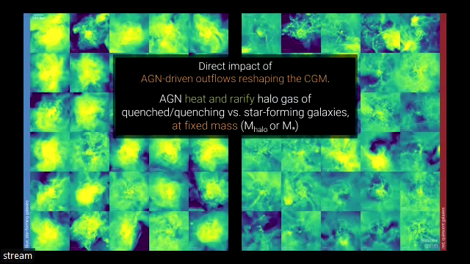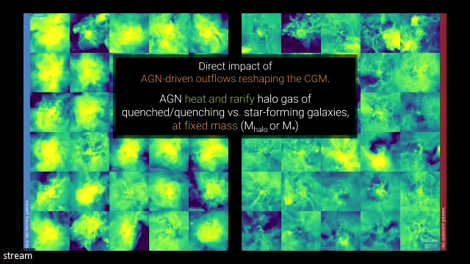So we actually interpret this kind of dichotomy as a direct impact of supermassive black hole feedback, or AGN-driven outflows, on the halo gas of these systems. In particular because the black holes heat up the oxygen, push it out of this particular ionization state, and they also rarefy the gas. They lower the density. They actually physically kick away the oxygen.